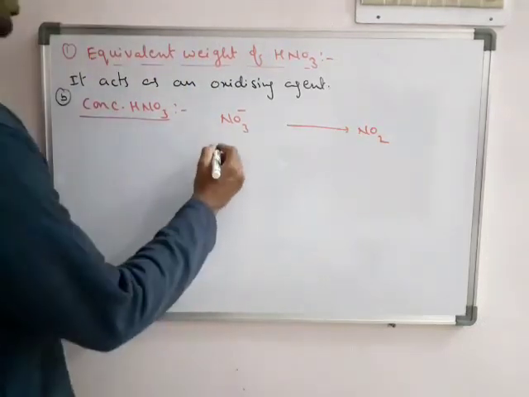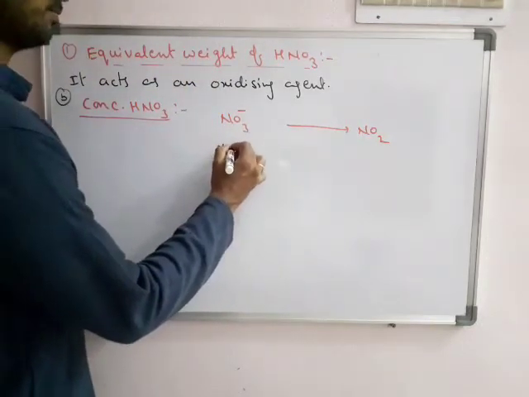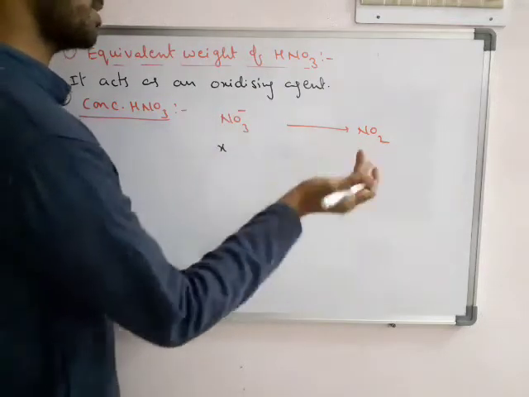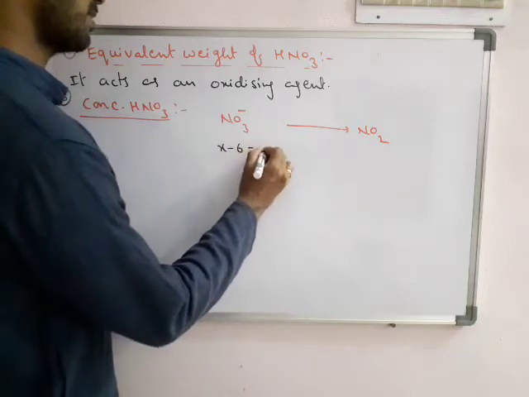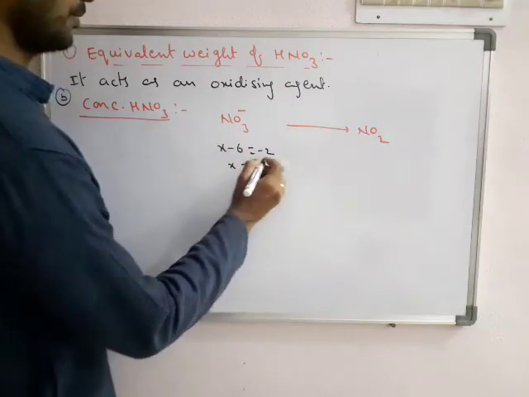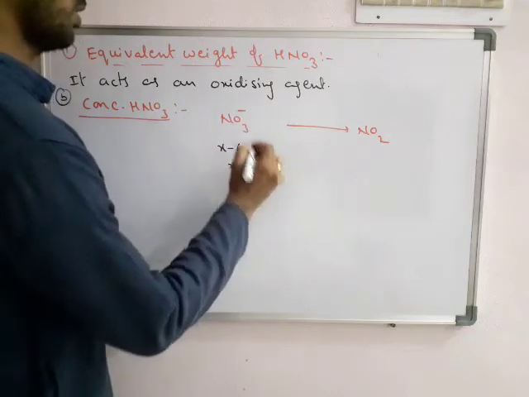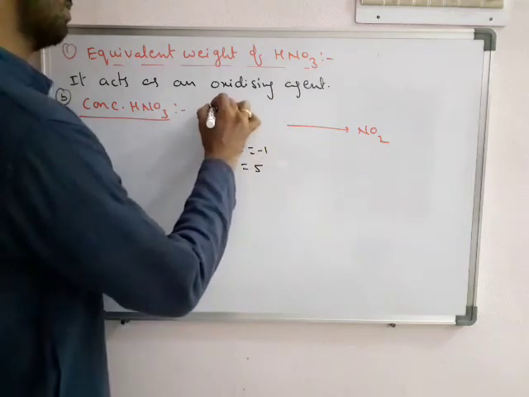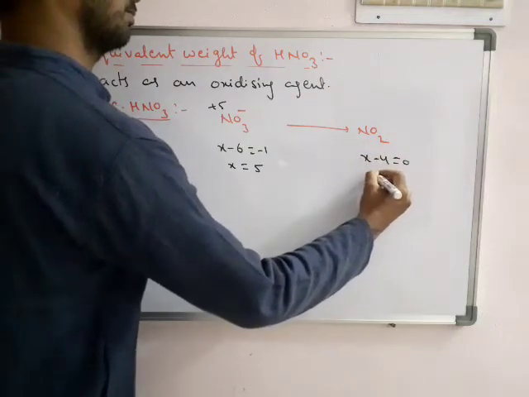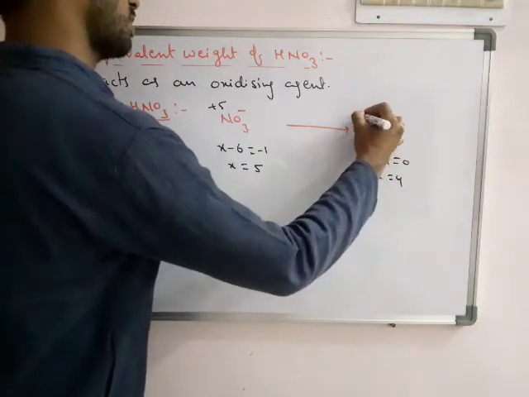So what is the oxidation number of nitrogen? Because we have to compare only nitrogen. Oxygen is minus 2 each, so minus 6, and minus 2 plus x equals minus 1, so nitrogen is plus 5. In nitrogen dioxide, the nitrogen oxidation number is 4.